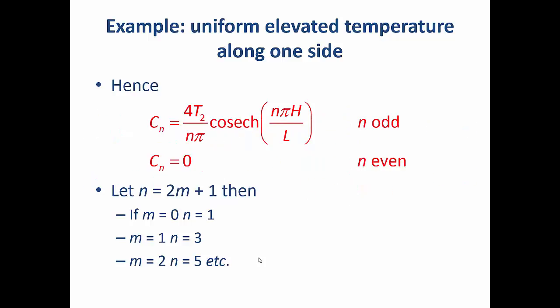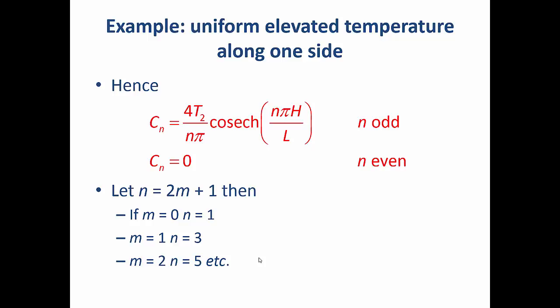Thus, for our overall temperature distribution, the Cn terms are non-zero if n is odd, and specifically in this case they are 4 times T2 divided by n pi cosh of n pi h over L, whereas if n is even, Cn is 0.